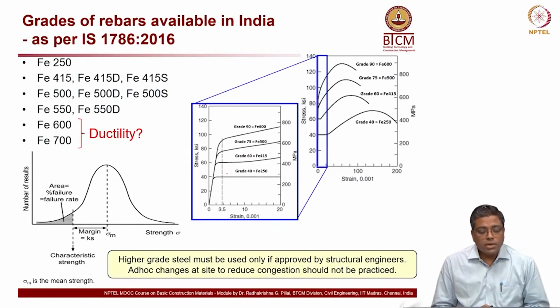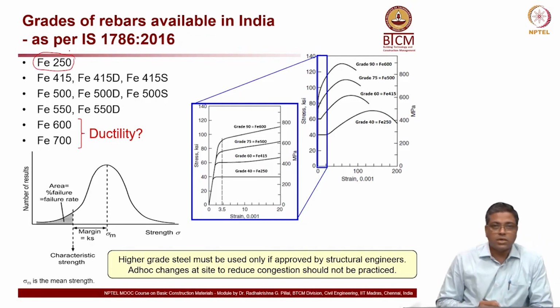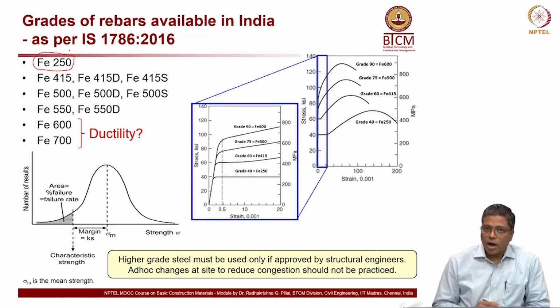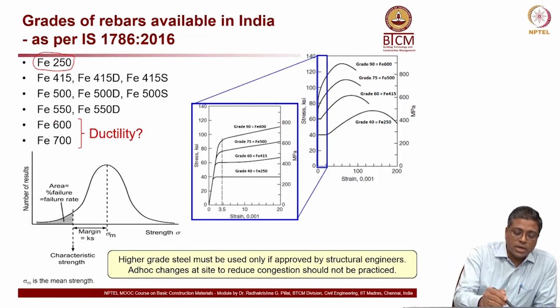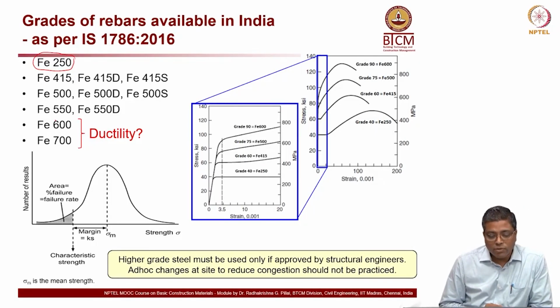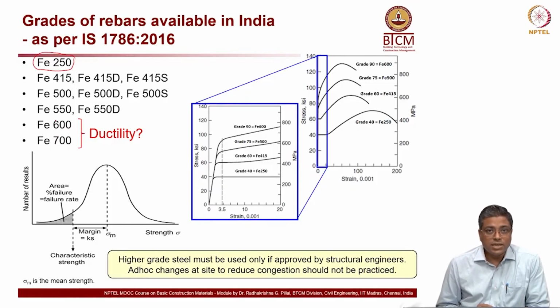Okay, now what are the different types of grades available, or to be precise, the strength grades available? You have studied already stress and strain, so there is something called yield strength which we studied. This is one of the grades, let's say Fe 250. Fe stands for iron. We have so many of these grades available in the market: Fe 250, 415, 415D, 415S. I will cover these things in the next lecture in a little more detail. However, what is this 250? 250 is the yield strength of the steel.